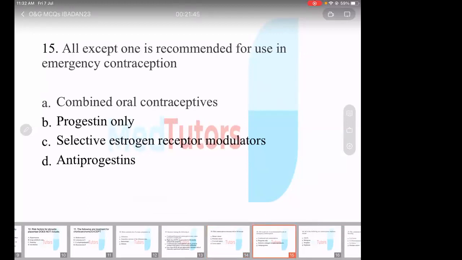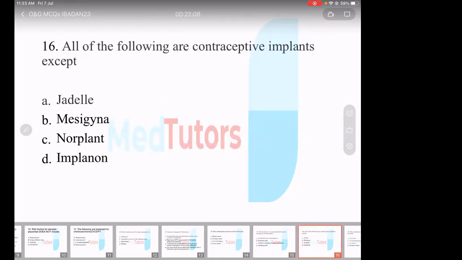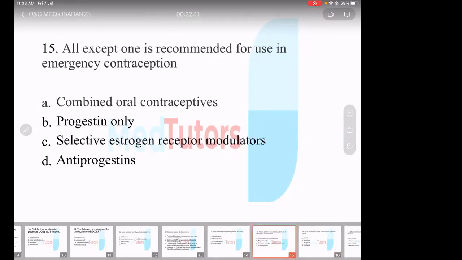Then question 15, all except one is recommended for use in emergency contraception. A, combined oral contraceptives, yes, they can be used. Progestin only can also be used. Selective estrogen receptor modulators, these are not part of the emergency contraceptive medications. Then D, antiprogestins, they can be used. So the answer here is selective estrogen receptor modulators.